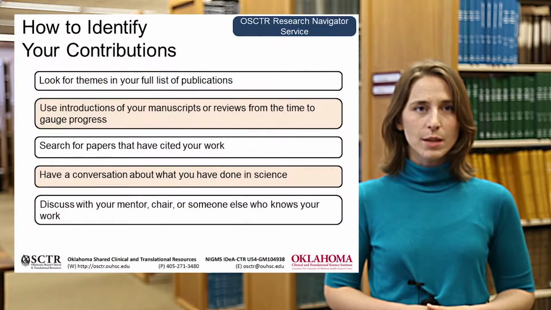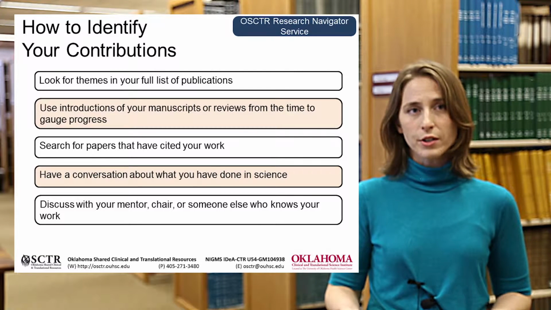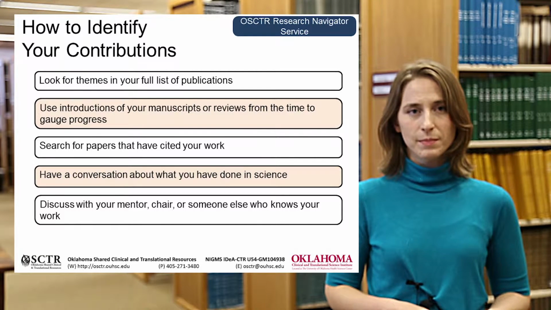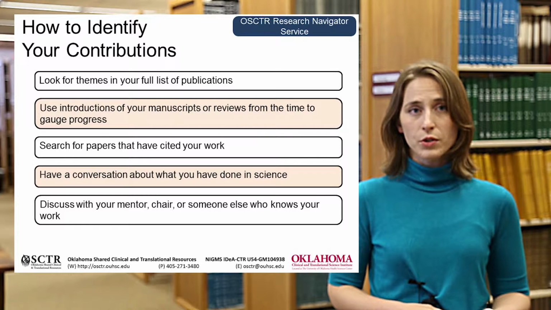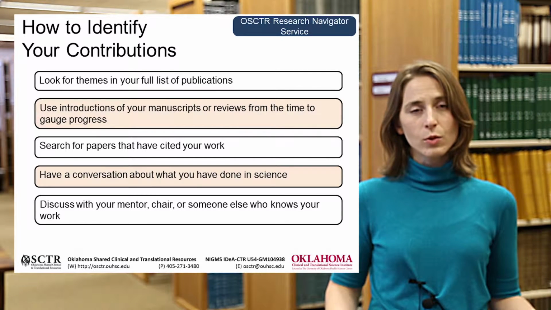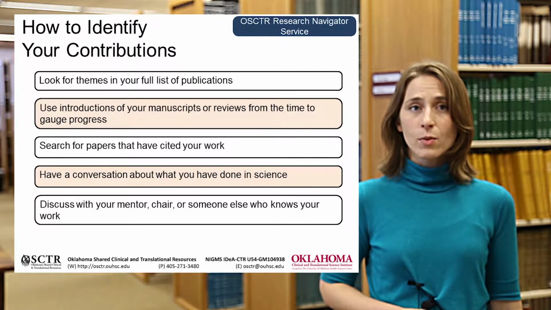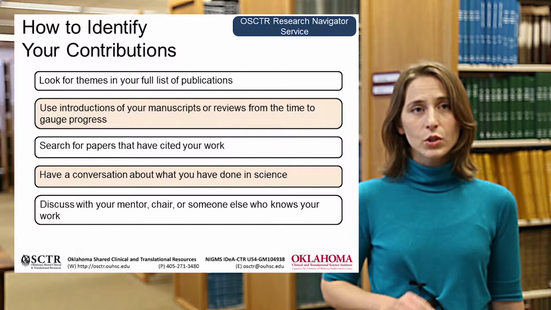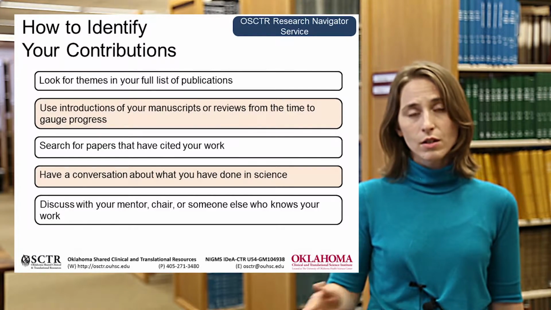Next, you can dig a little deeper by skimming the introductions of your manuscripts or review articles published around the same time as your papers. This will help you remember where the field stood when you started your work and the unanswered questions that your work helped address. Another way to judge the impact of your work is to look at papers that have cited your manuscripts to see how your findings changed what people thought in the field.